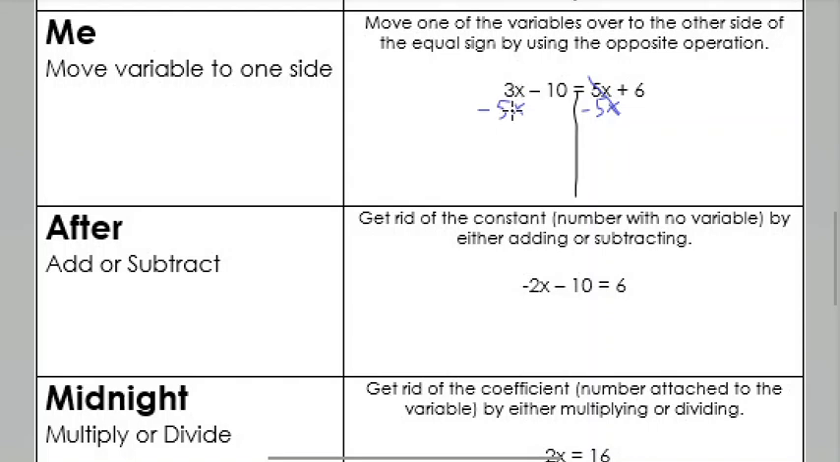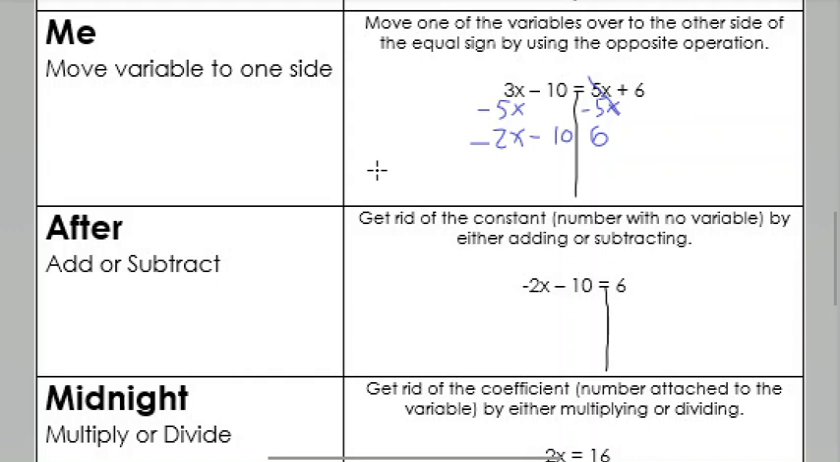And 3x minus 5x is negative 2x. And then I can bring everything else down. I can bring down my minus 10, and on this side I'm left with a positive 6. So I can bring down the 6. And that's M, move a variable to one side.